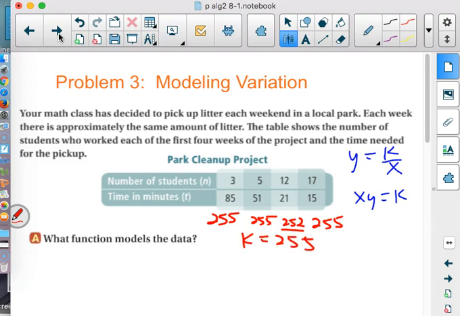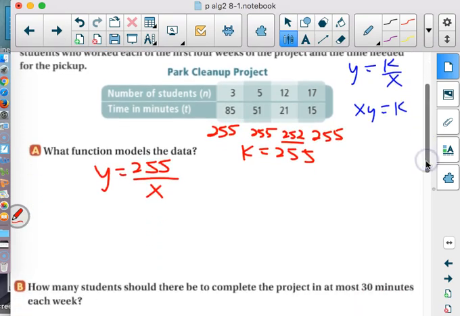So the function that models the data is y equals 255 over x. Except, if you look at this, they didn't use x and y. They wanted us to use n and t. The variables don't really matter, but when you're reading a word problem, it kind of helps, because n will stand for number of people, and t will stand for time. So this one down here says, let's follow it up. We've got our nice little formula.